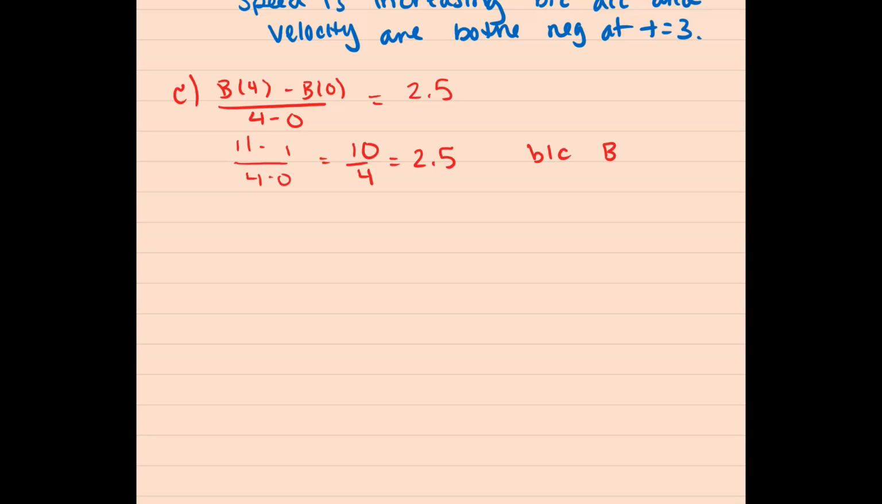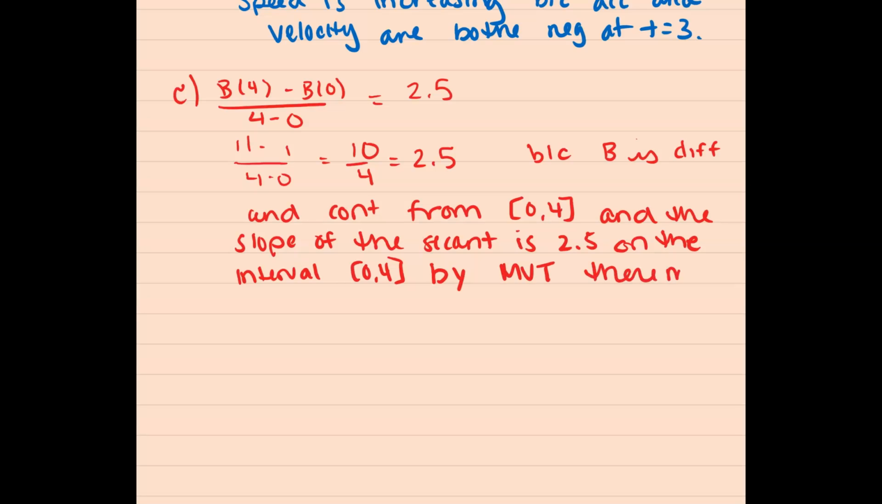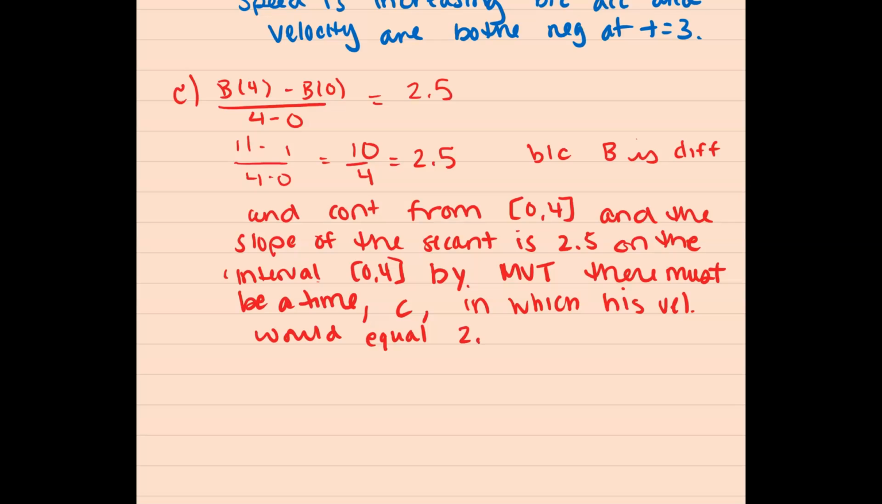So because b is differentiable and continuous from 0 to 4, and the slope of the secant is 2.5 on the interval 0 to 4, by MVT, there must be a time c in which his velocity would equal 2.5 miles per hour.